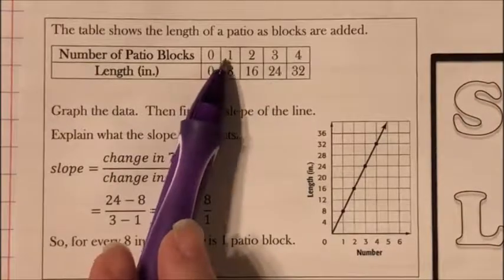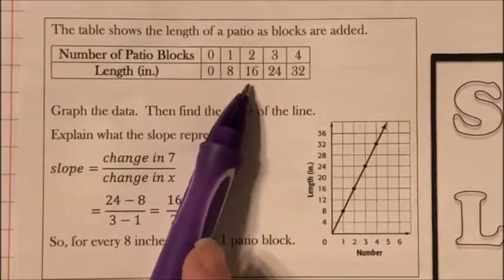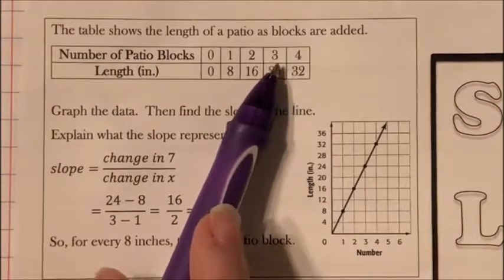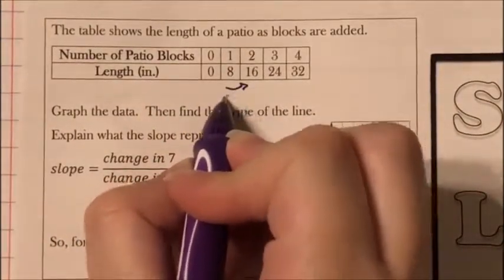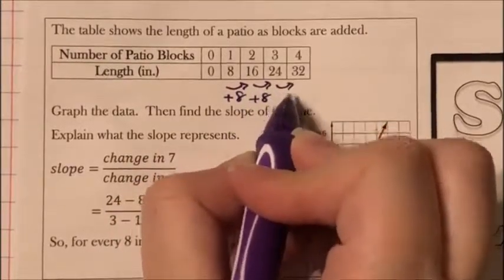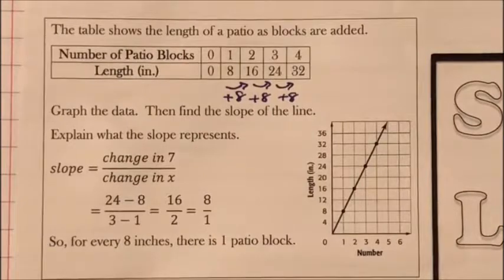So the first block I add 8 inches. The second block, I add 16. The third, I add 24. The fourth, I add 32. So each time, I'm going up by 8, right? I add 8 each time, so it's a constant rate. It's a constant rate, okay?